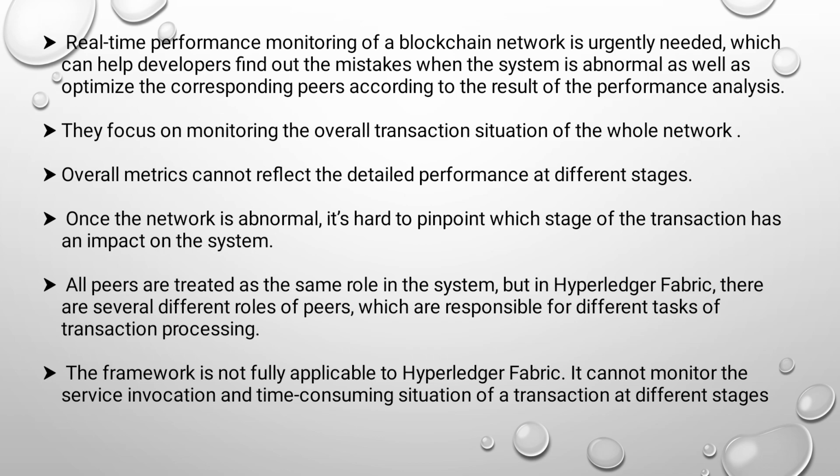Normally all peers are treated as the same role in the system, but in Hyperledger Fabric there are several different roles of peers which are responsible for different tasks of transaction processing. So this is not fully applicable to Hyperledger Fabric. It cannot monitor the service invocation and time consuming situation of a transaction at different stages.